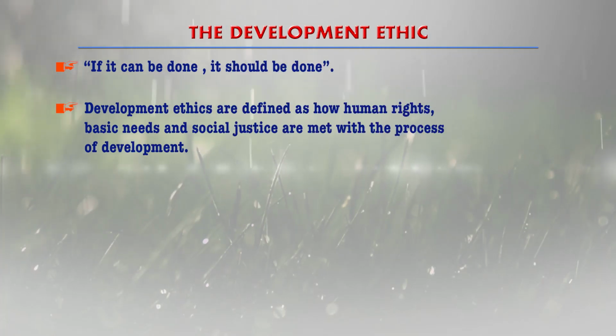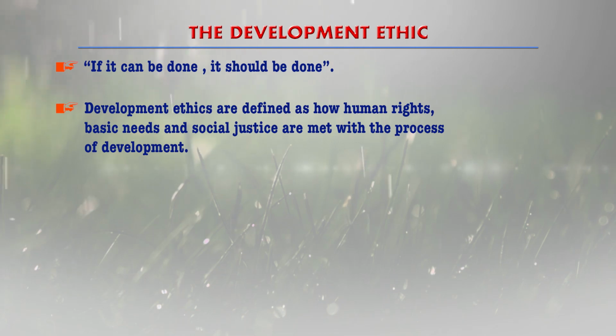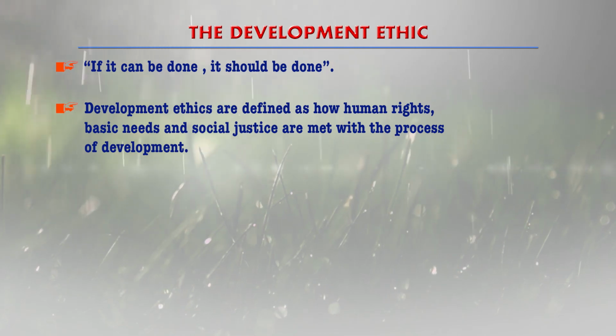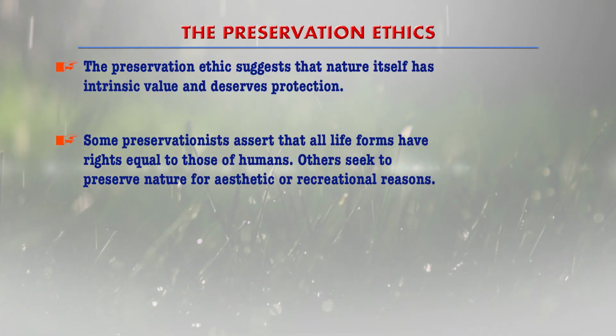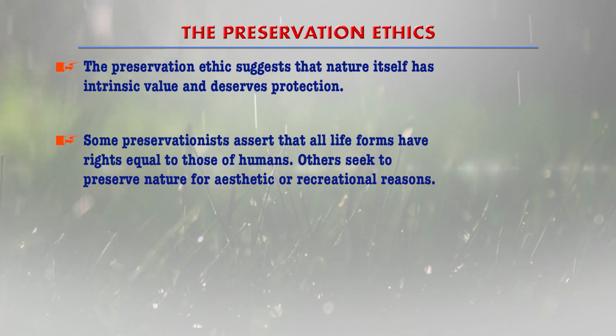So, let me explain what the development ethic is. It says that if it can be done, it should be done, and it believes that human rights, basic needs and social justice are equally important because we are moving on the path of development. Development will ultimately take care of everything happening in the environment. The development ethic stresses the importance of personal development, the country's development and economic progress, because the environment will be taken care of once we are out of the, you can say, poor stage. When we have developed fully, then we will be able to take care of the different resources present on the planet.